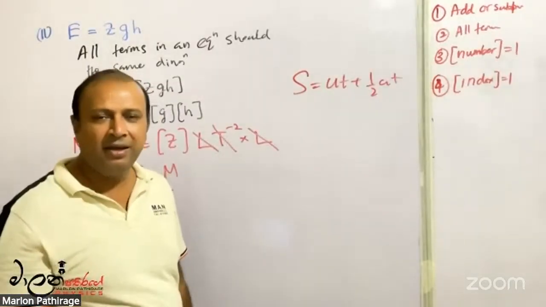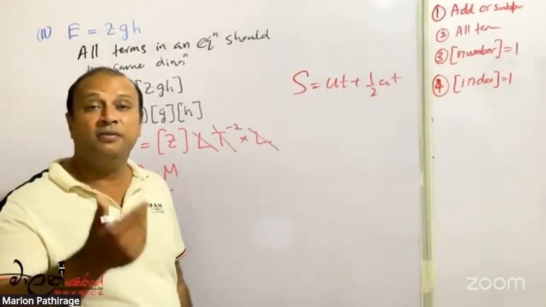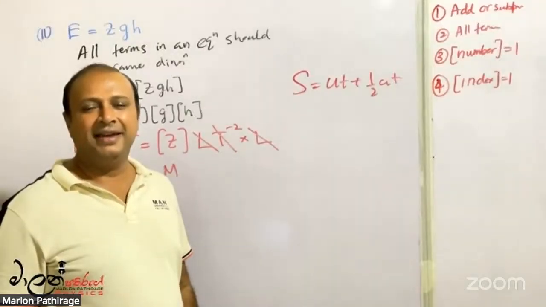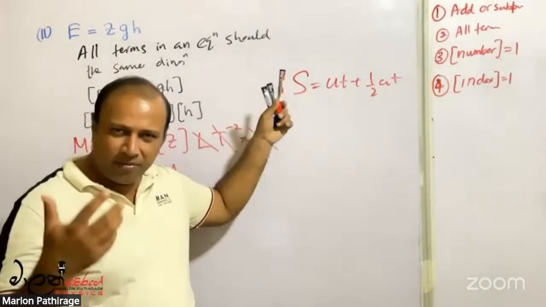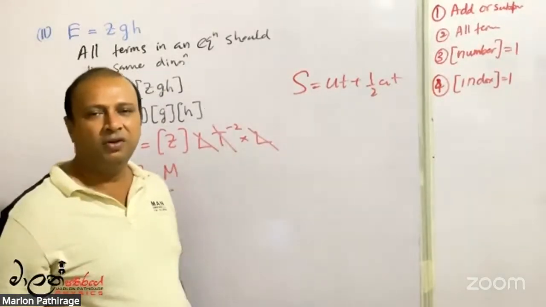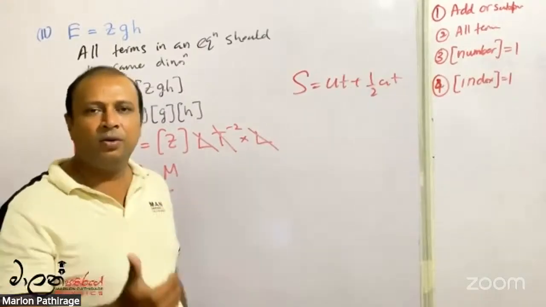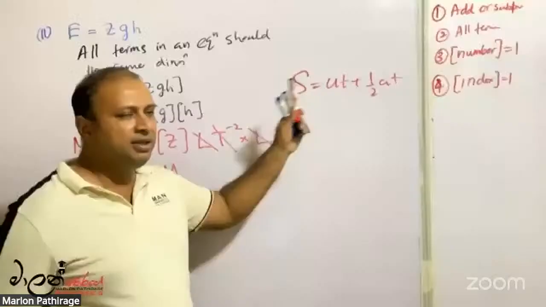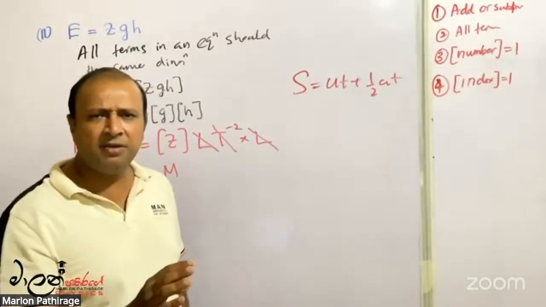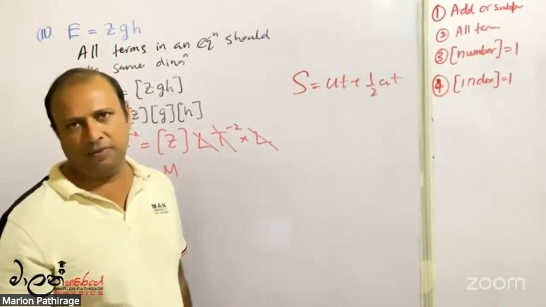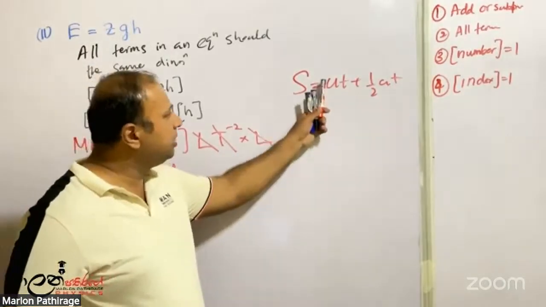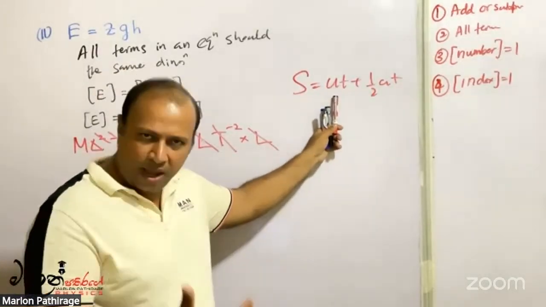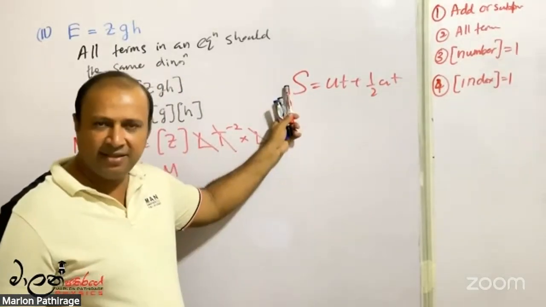Because you are not determining the value of U. That is the problem. So in this case, it is actually not needed to find U, because you can use the second rule of dimension analysis. The second rule says all the terms in an equation should have the same dimension. According to that rule, the UT product should have the dimension of S.